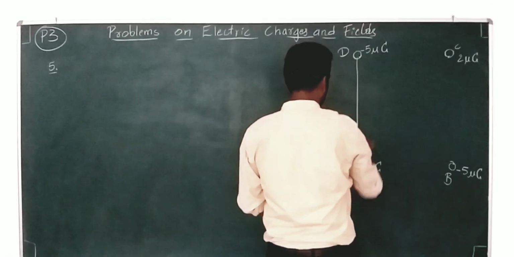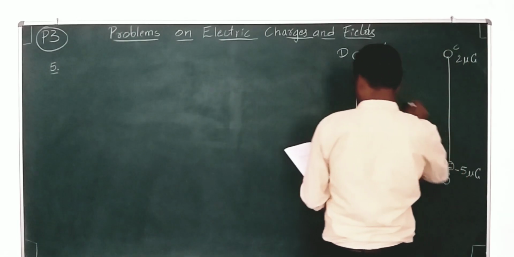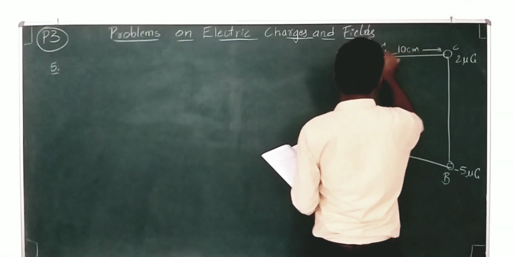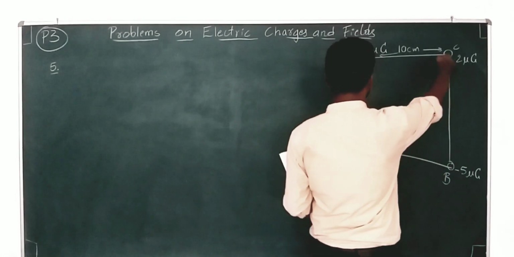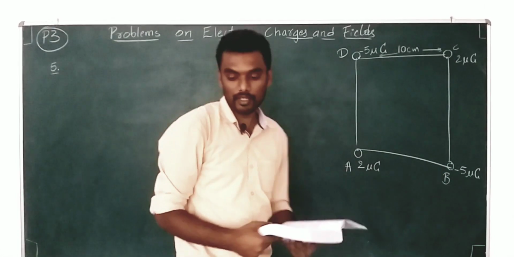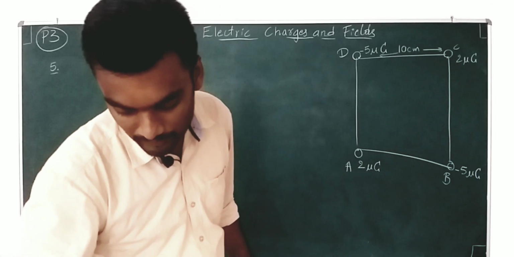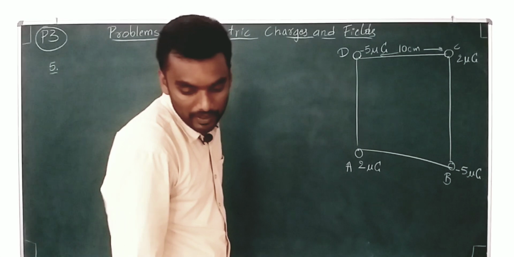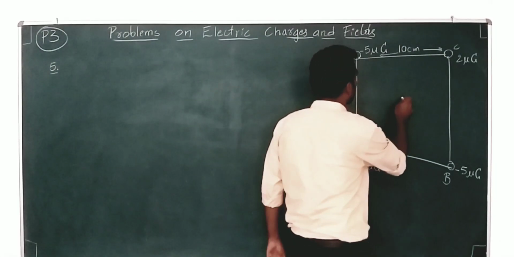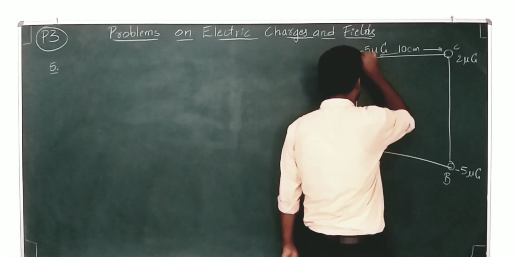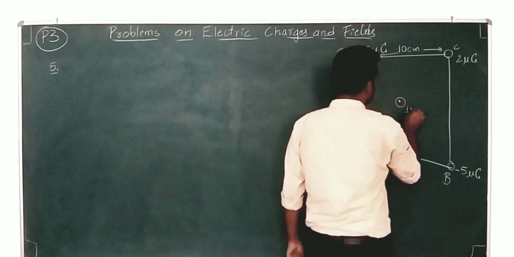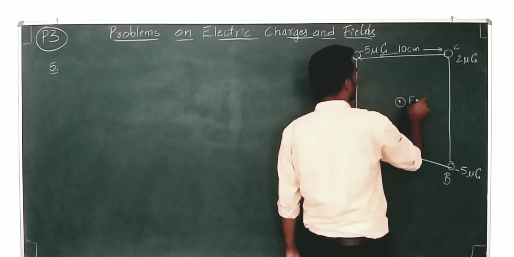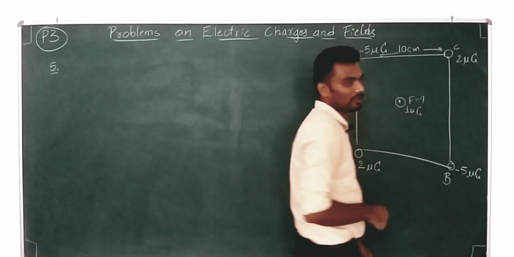Now, this is a square of side 10 centimeter, right? This is the given data. So AB is equal to BC is equal to CD is equal to DA is equal to 10 centimeter. Now, the question is, what is the force on a charge of 1 microcoulomb placed at the center of the square? Exactly at the center we have 1 microcoulomb charge kept, and we need to find the net force experienced by this 1 microcoulomb charge.